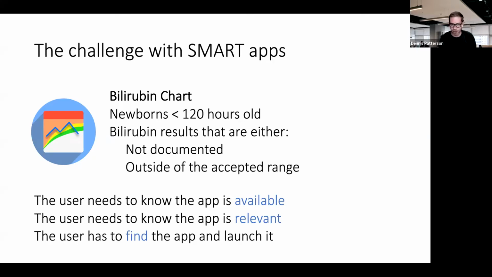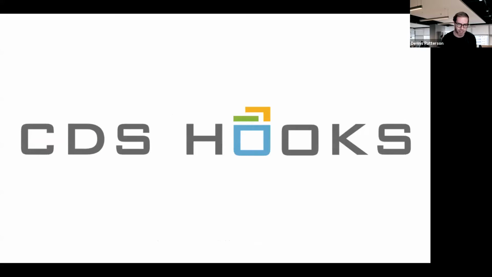It's not enough to know that it's available to them somewhere in the healthcare system, but they need to know what series of menus, where do they go to navigate to find this app in order to use it. So this was the initial use case behind CDS hooks. How could we proactively recommend an app to a provider that would be beneficial to them?